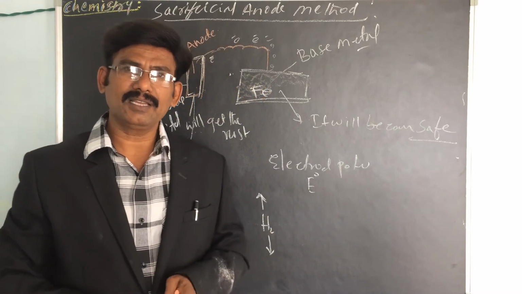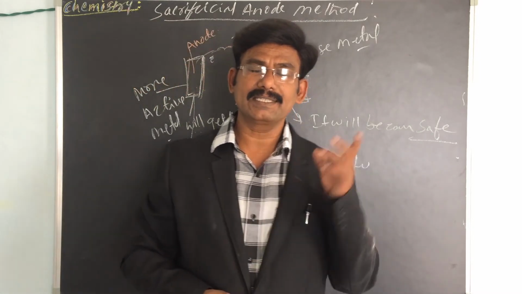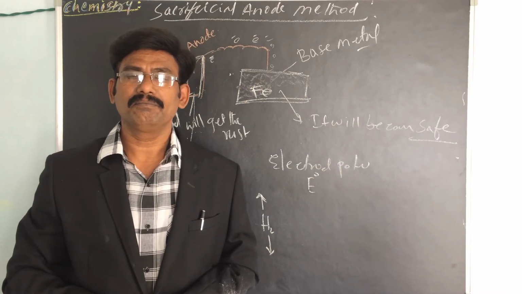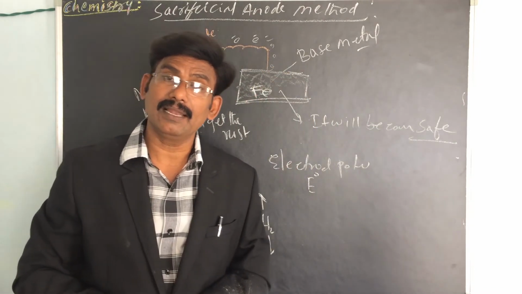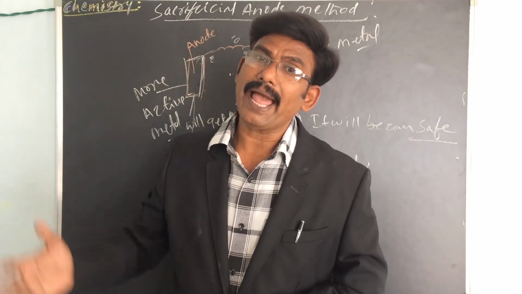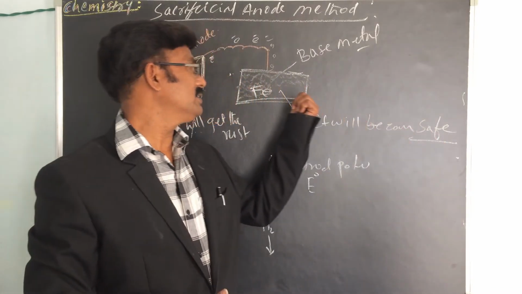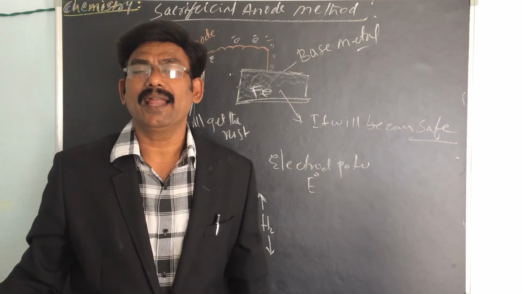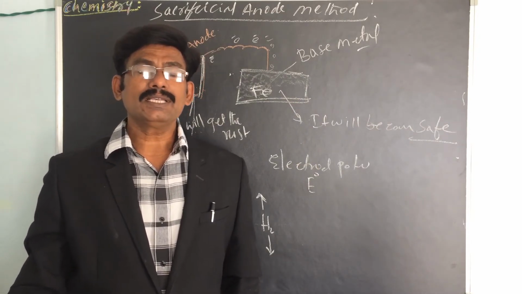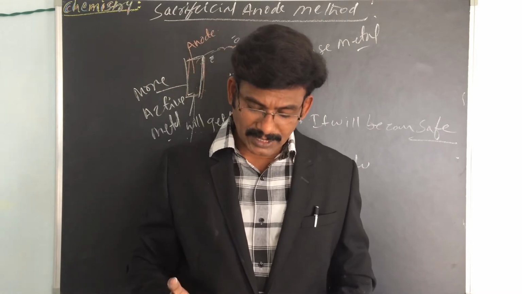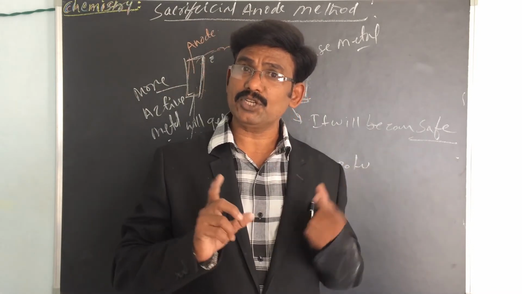The metallic structure to be protected is connected by a wire to a more active metal. So the base metal is always connected to the more active metal. For example, iron is less active, and magnesium is highly active. So that is the sacrificial anodic method. Understood?